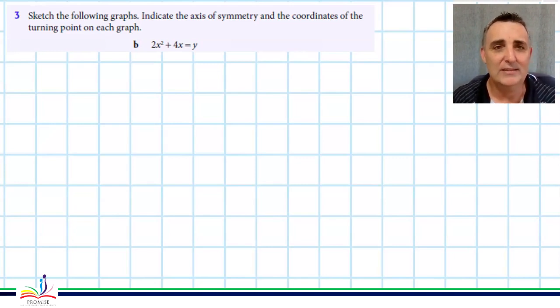And so that tells us that it's going to cross the y-axis at 0. And when y equals 0, we also know that x equals 0. So now we know it's going to go through the point 0, 0. And that's just by looking at it and thinking.